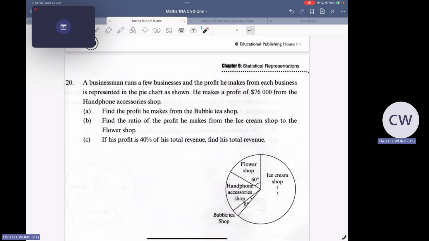The whole chart, what you see inside here, if you convert it into money, it is the profit that he made from all the shops that he is running. So you must know what they represent. Now he makes a profit of 76,000 from the handphone shop. No degree, but they give you 76,000. They tell you this, so you write down.